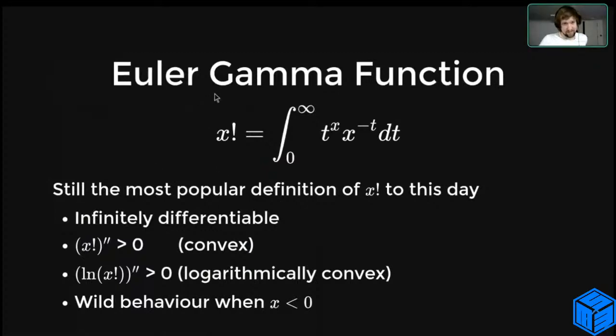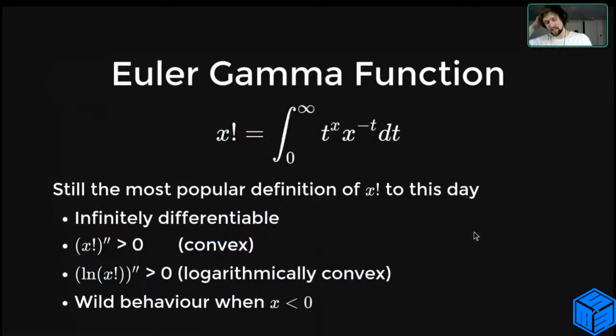And so this is the fabled Euler gamma function that I was talking about earlier. It's still the most popular definition of x factorial to this day. It is infinitely differentiable. Its second derivative is positive, which is also known as convex or concave up. And if you remember what I was talking about earlier, it is logarithmically convex, which was that note that I made earlier about how it's hard to find a function with the second derivative of its logarithm strictly positive.